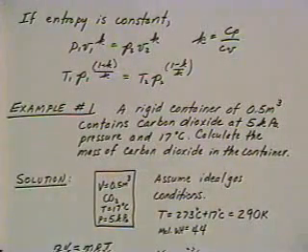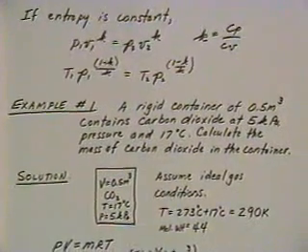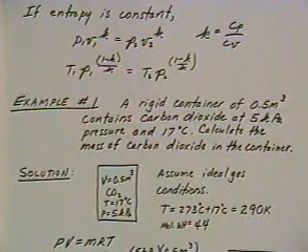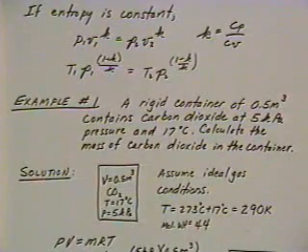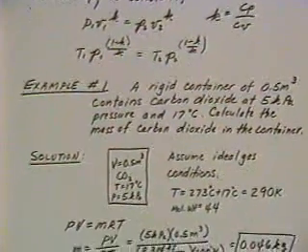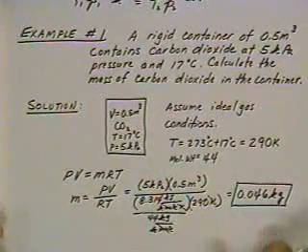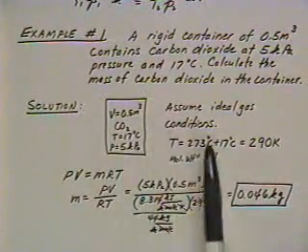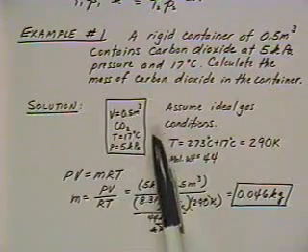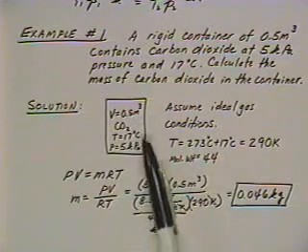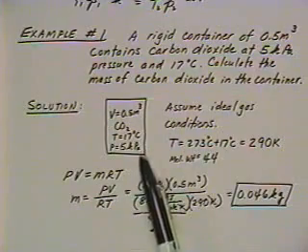Okay, so let's go back to the problem. We've got a half a cubic meter of volume that has carbon dioxide in it at very low pressure, 5 kilopascals, and temperature 17 degrees C. We want to calculate the mass of carbon dioxide in the container. Okay, so our solution, we're going to assume that this is an ideal gas, and our solution just set up here: half a cubic meter, CO2 gas, temperature 17 degrees C, pressure 5 kPa.